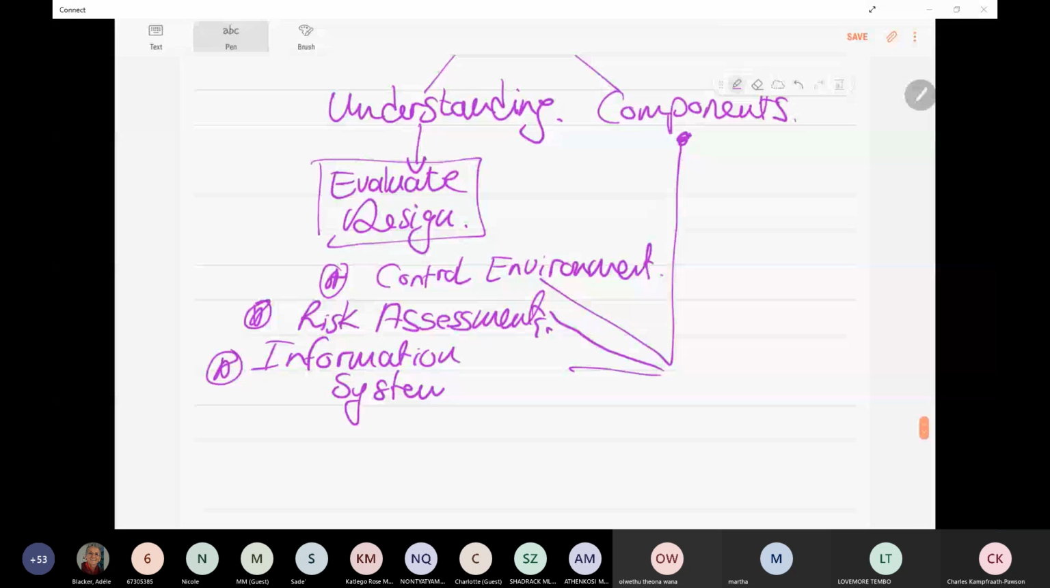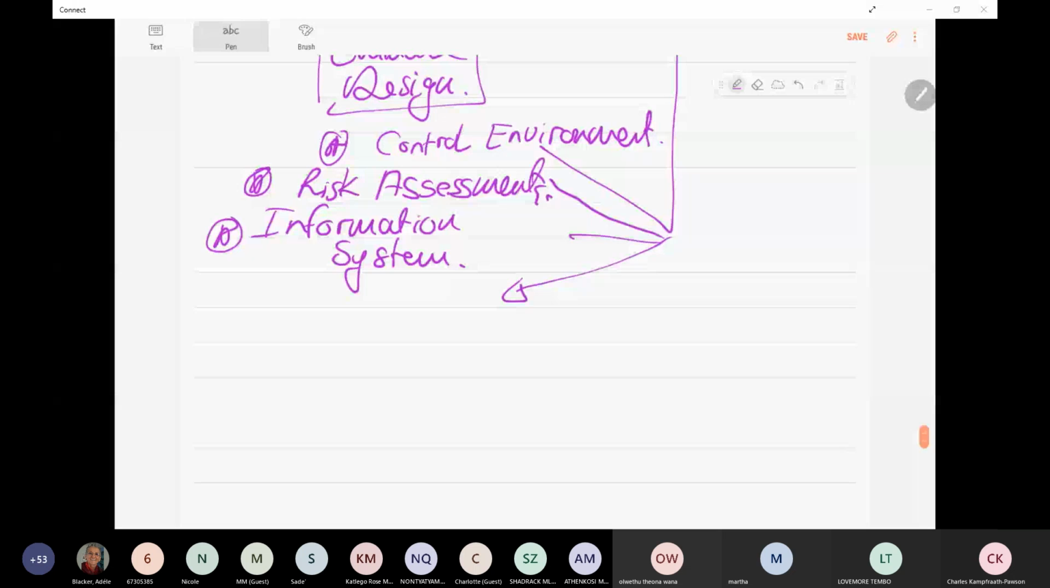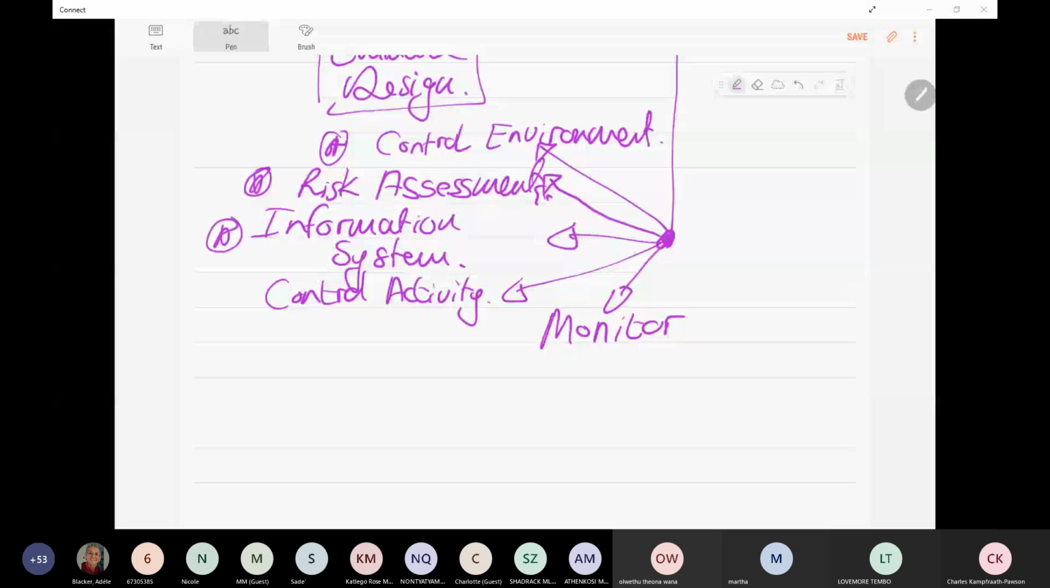What else? Control activities. Brilliant. Who said that? Control activities, and then obviously management need to be in a position to monitor adherence to controls. Everybody happy with that?